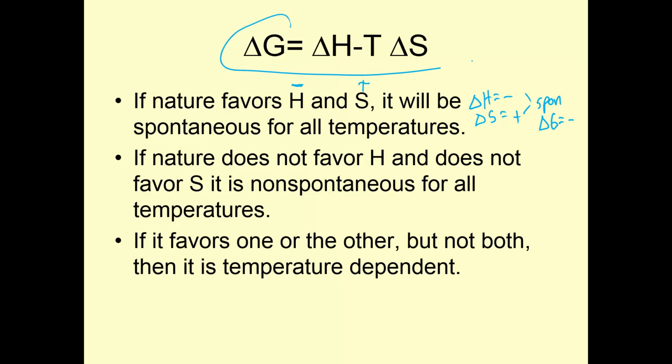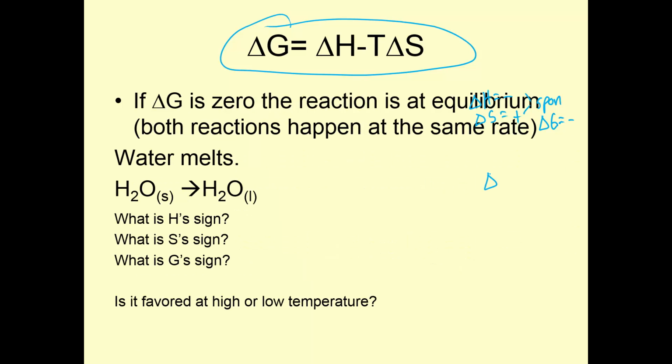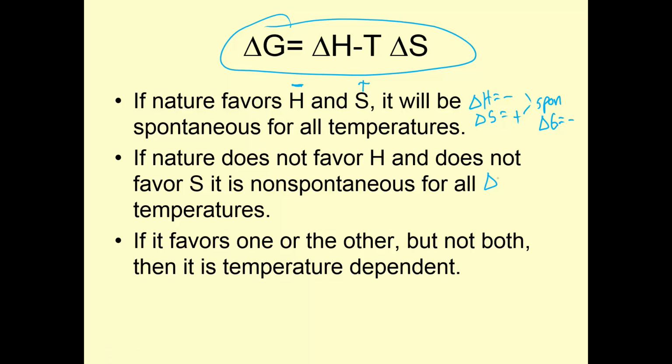And if you play with the math, you can see that too. If nature does not favor H and does not favor S, it is non-spontaneous for all temperatures. That means that delta H would be positive, an increase in energy. Nature doesn't like that. And S would be negative, which would be more ordered, and nature doesn't like that. This is non-spontaneous, and delta G is positive.